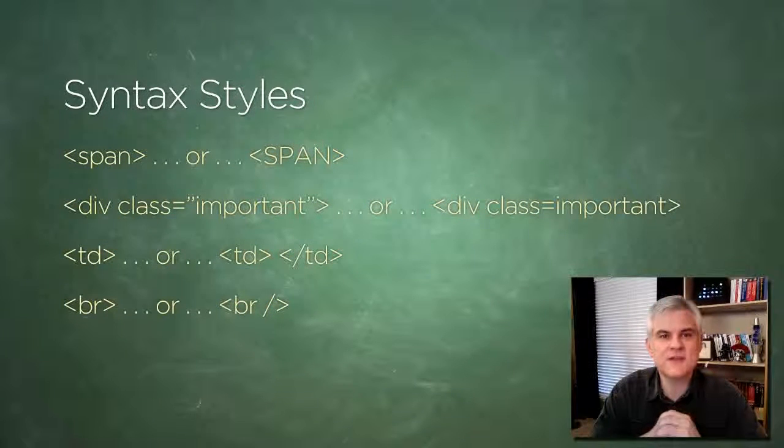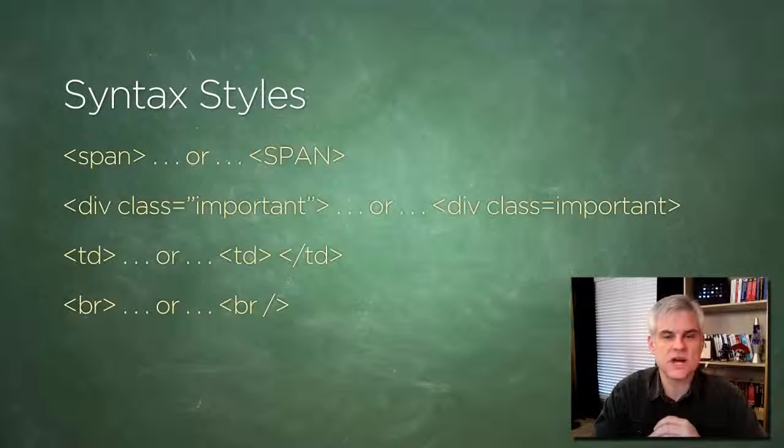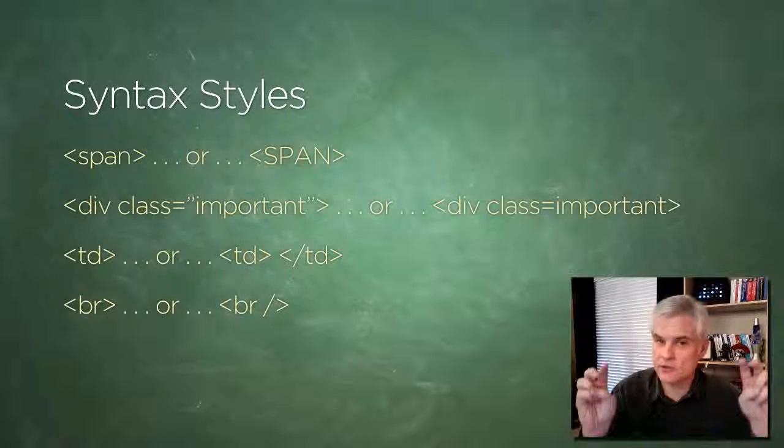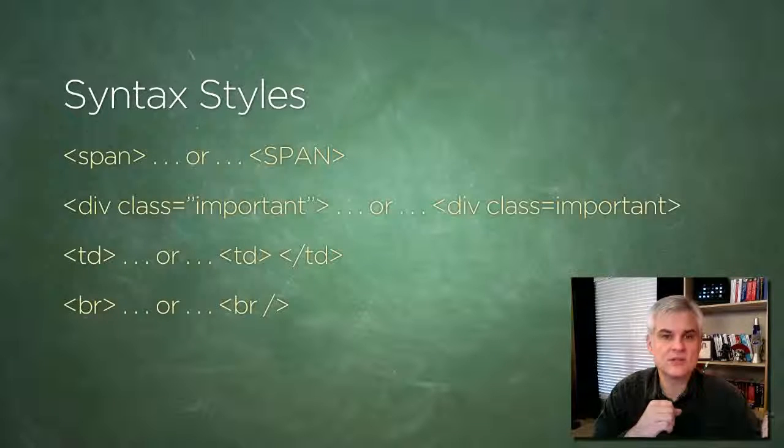Then there's the difference of how you set values to the attributes inside of given tags. For example, if I were to, on this div tag, set the class equal to important, I can choose to use double quotes around the word important or choose not to. I still recommend you use the double quotes around it. You can choose to use closing tags or to omit the closing tags.